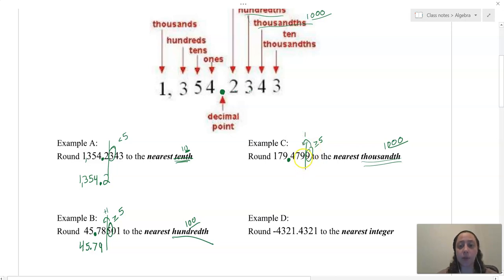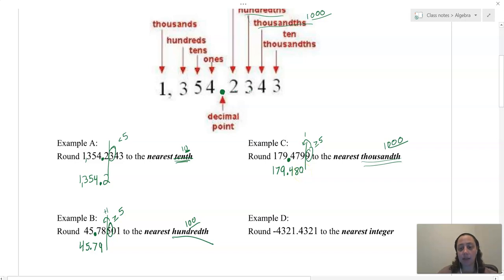But what happens when I add 1 to 9? It becomes 10. So I'm not going to write 0.4710. I have to carry that. So I'm doing 79 plus 1, and that will become 80. So it's 179.4, and 79 plus 1 is 80. And if they say thousandths, you have to write this 0.